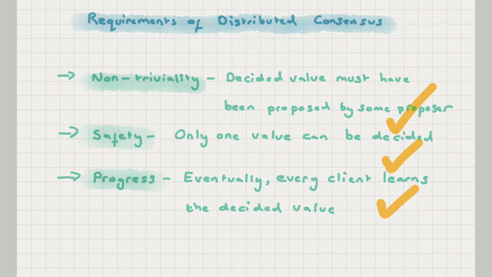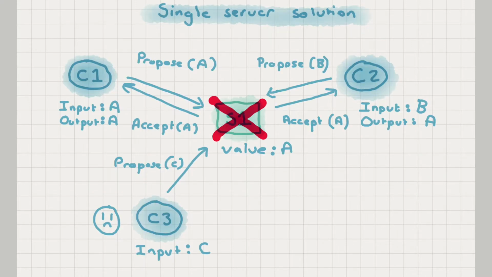Unfortunately, it's not as straightforward as that. Consider a third client, C3. C3 comes along and has the input value C. They send proposed C to the server. Unfortunately, the server has failed, and client 3 is sadly left waiting for a response.